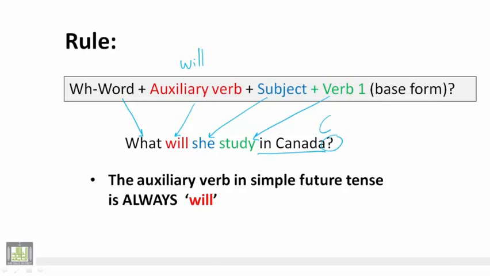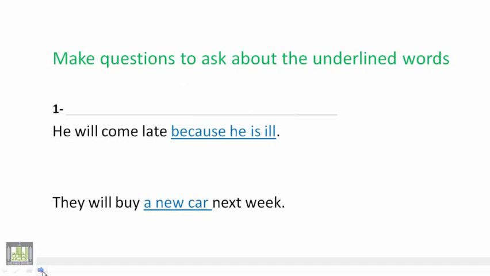Now the auxiliary verb in simple future tense is always will, so this is very important. Whatever pronouns you are using, we use will. Whether you have he, she, it, you, we, they, or even I, we use the same auxiliary verb, which is will. Now let's start to make questions to ask about the underlined words. Sentence number 1. He will come late because he is ill. If you want to ask about the reason for not being able to come early, we say why, because we use why to ask about reason.